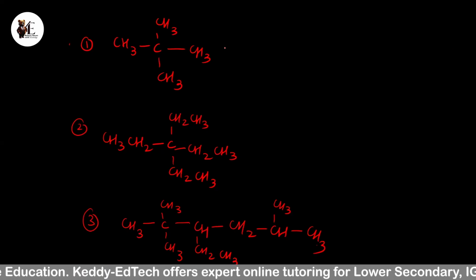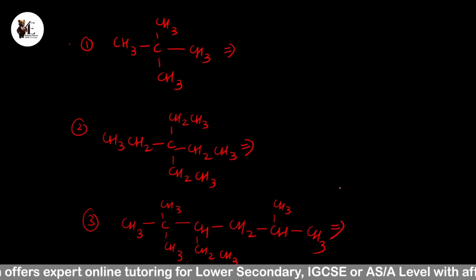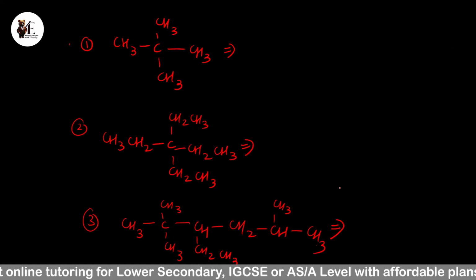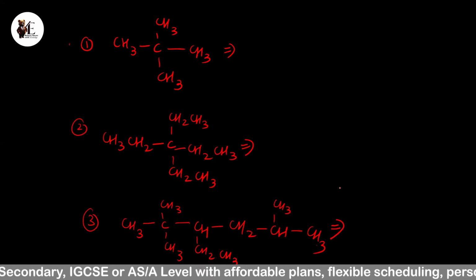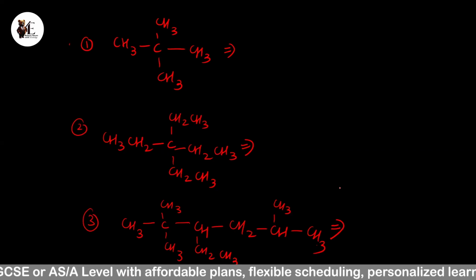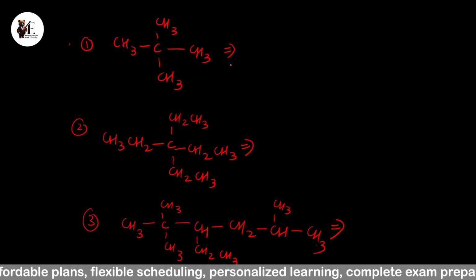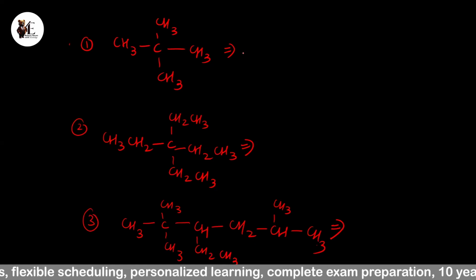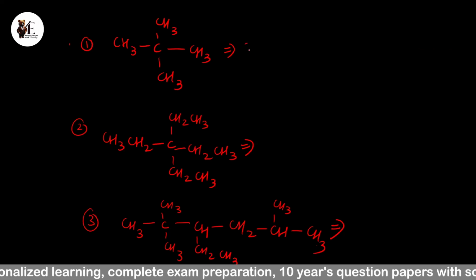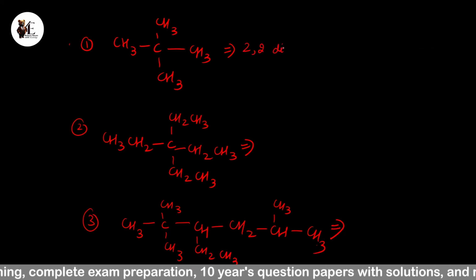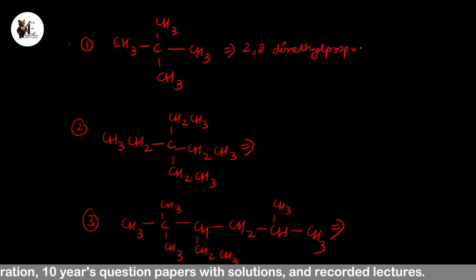All the names, please let me know. These are very simple ones. The upper one. Okay. What is the name of first compound, Alicia? 2,2-dimethylpropane. Yes, very good. 2,2 dimethyl propane.